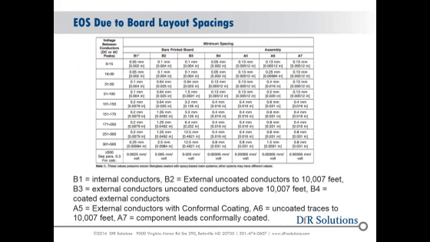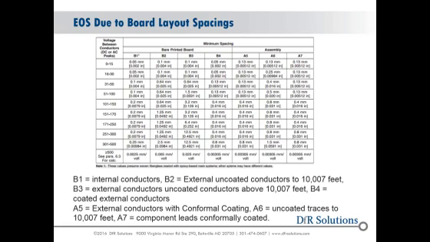One of the other areas that we find is critical at DFR is board spacings with respect to the voltage levels that will be applied to the board. This chart is right out of IPC 2221. It shows the minimum spacings required with respect to voltage between conductors for internal conductors, and external uncoated conductors with conformal coating, up to 10,000 feet. Above 10,000 feet, the numbers change dramatically.